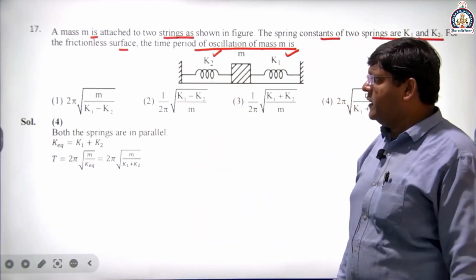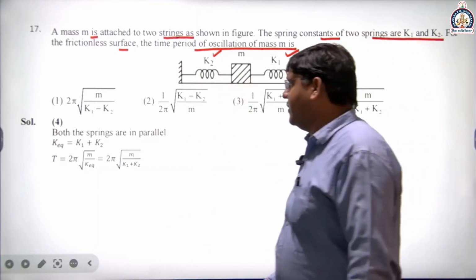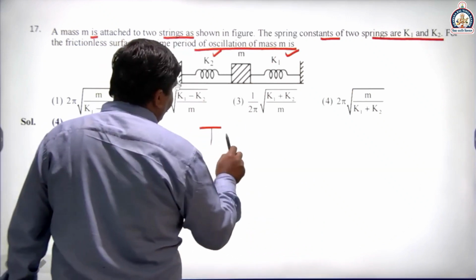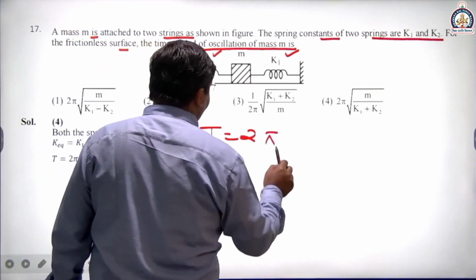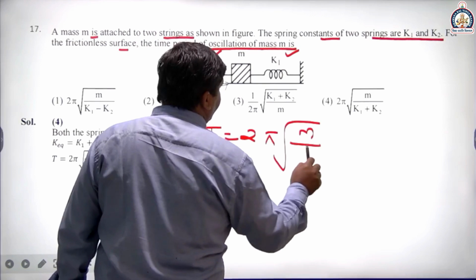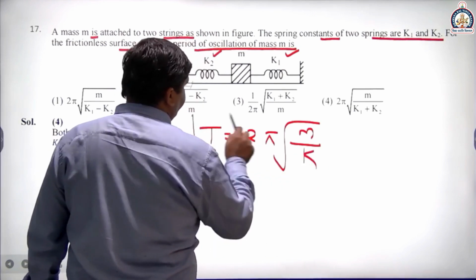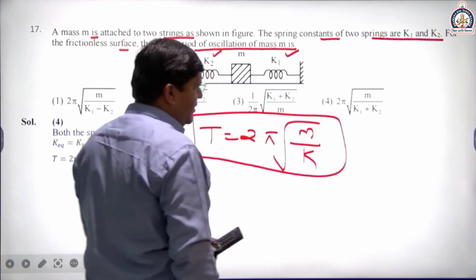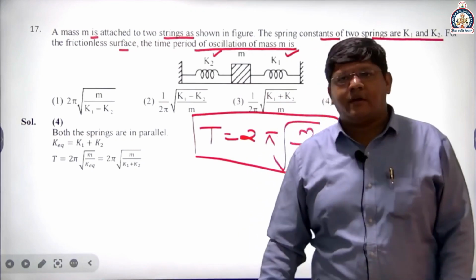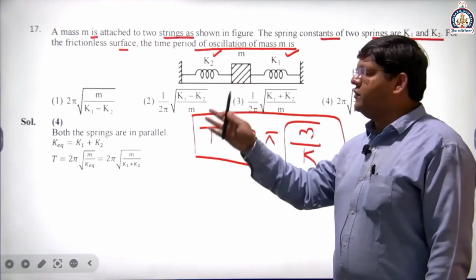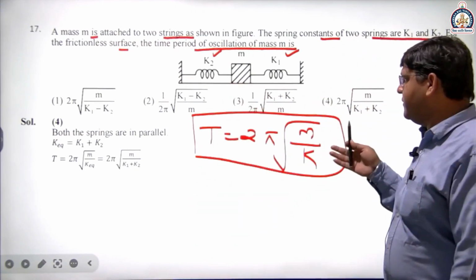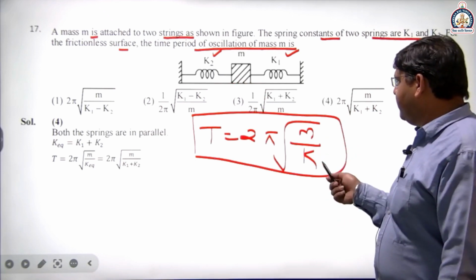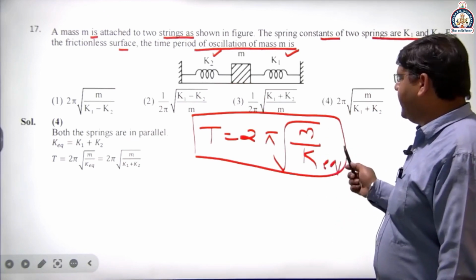What we have to calculate is the time period of oscillation. For a spring, we get T is equal to 2 pi root M upon K, and for a simple pendulum, we get T is equal to 2 pi root L upon g. Because it is a concept of spring, that's why we have used this formula. Instead of writing K, we write K equivalent.